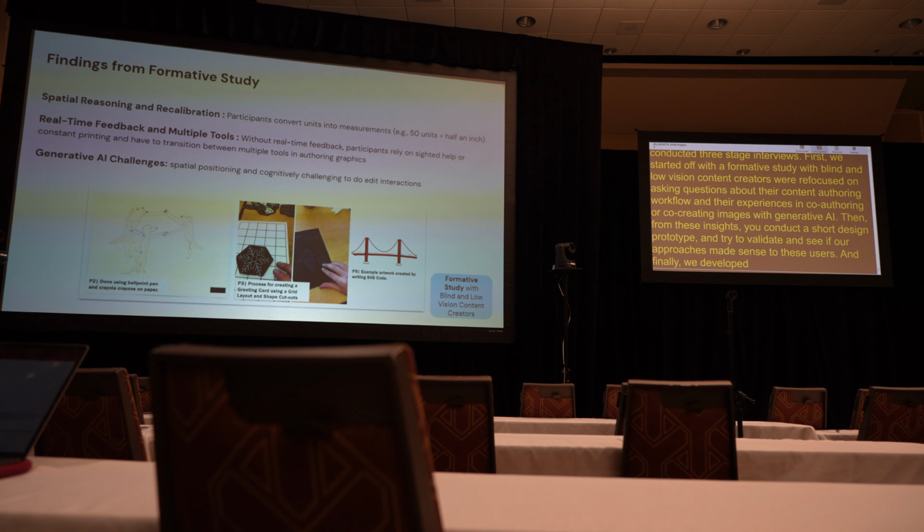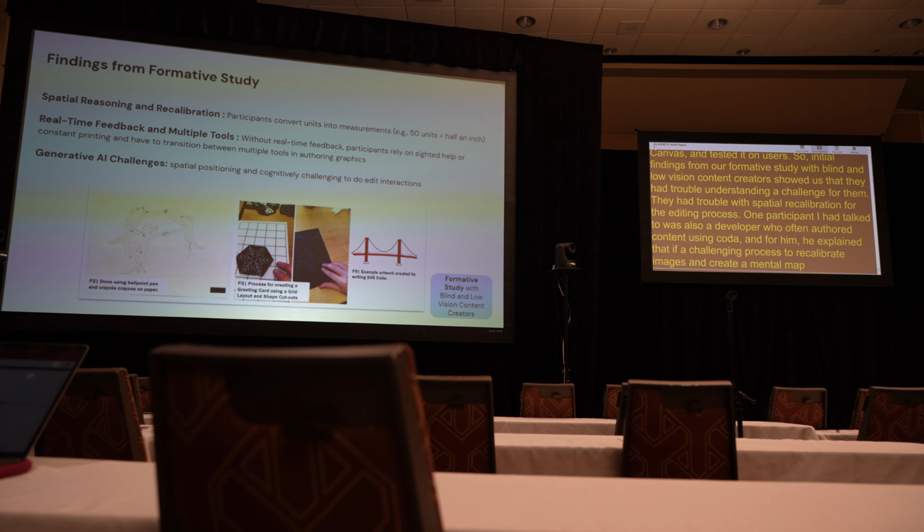Initial findings from our formative study showed that a challenge for them was understanding spatial reasoning and recalibration during the editing process. One participant I talked to was also a developer who often authored content using SVG code. He explained that it's a challenging process to recalibrate images and create a mental map of how you're positioning images as you're editing them.